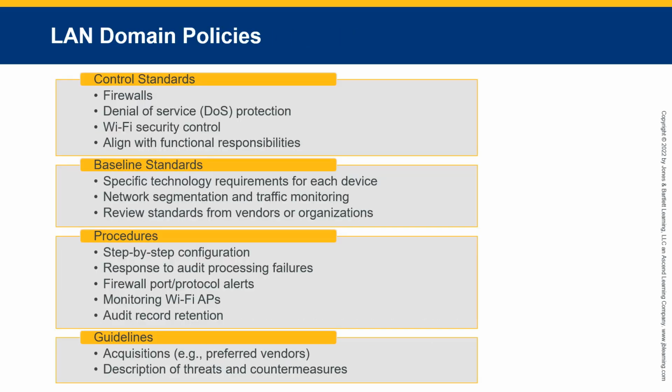LAN domain policies. LAN security policies focus on connectivity, such as defining how devices attach to the network. The policies also define how to control traffic, such as through segmentation and router filtering. Let's look at control standards. Control standards for the LAN domain address a wide variety of connectivity issues, such as firewall controls, denial of service, DOS protection, and Wi-Fi security control.